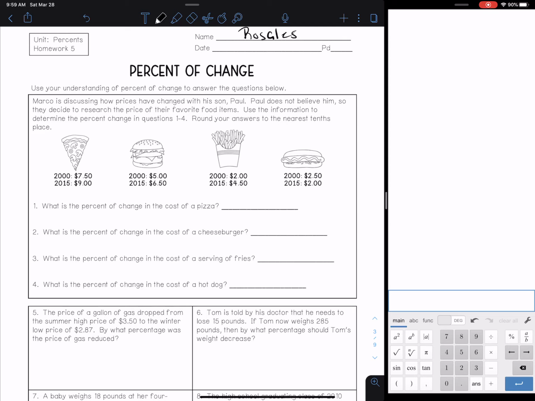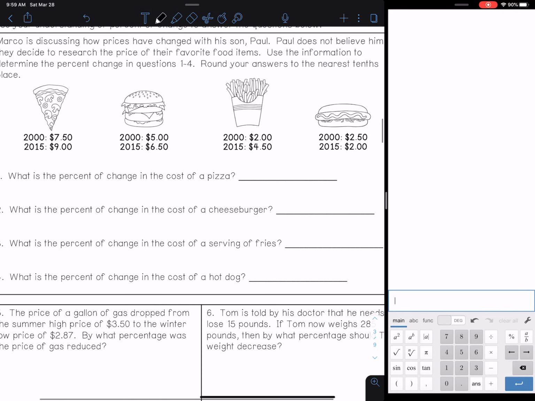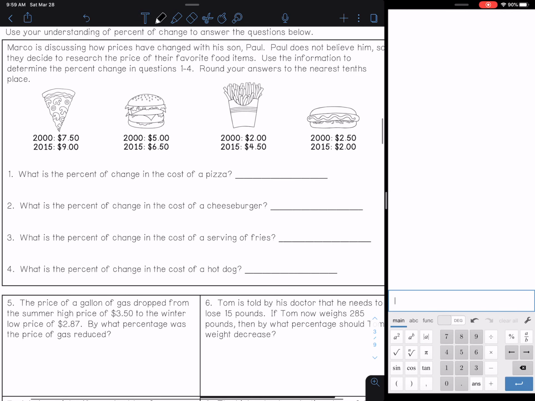It says Marco is discussing how prices have changed with his son Paul. Paul does not believe him, so they decide to research the price of their favorite food items. Use the information to determine the percent of change in questions 1 through 4. Round your answers to the nearest tenth place. Let's see what we can do. What is the percent of change in the cost of the pizza?